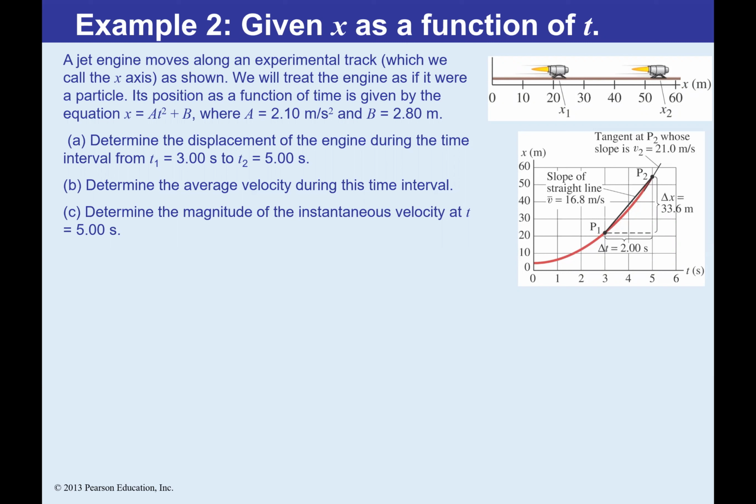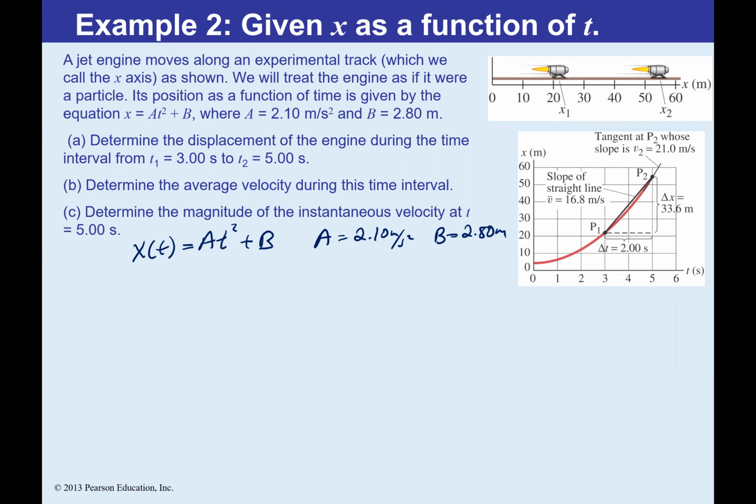That means what I have here is this, right? So my x as a function of time is equal to a times t squared plus b. Again, a is 2.1 meters per second squared, and b here is 2.8 meters. Now, determine the displacement of the engine during the time interval from t1 equals 3 seconds to t2 equals 5 seconds, right? That means we want to know what the displacement is.